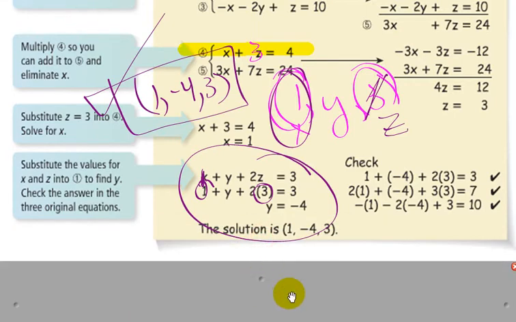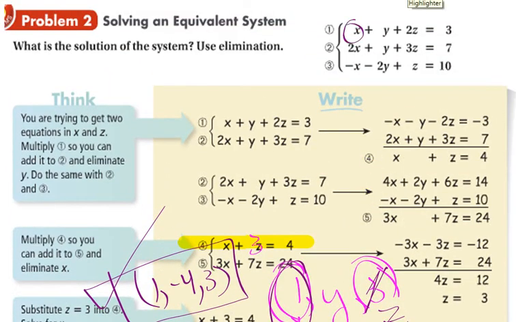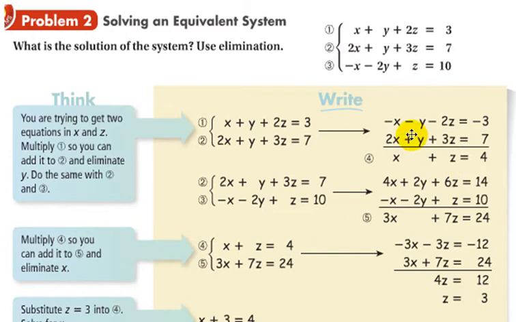So how do you check your work? You take this point, 1, negative 4, and 3, into all 3 of your original equations. Plug in your x, your y, and your z for all 3 of these, and make sure that it makes a true statement. If it doesn't, you've either made a math miscalculation or you've got the wrong answer. Okay? So that's how you do these, and this is just review from Friday. Does anybody have any questions?